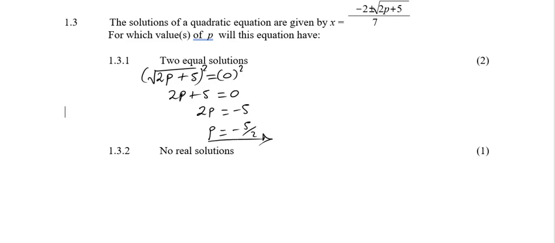And then below they ask: for which values of p will this equation have no real solutions? It is when the expression inside the square root gives a negative answer. So 2p plus 5 must give a negative answer. It must be less than 0, because a number less than 0 is negative. Then let me transpose 5 to the right hand side. Then 2p must be less than negative 5, and dividing both sides by 2, I get p less than minus 5 over 2. Then that's it.